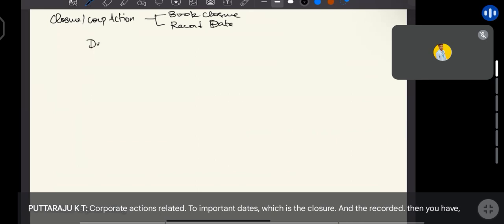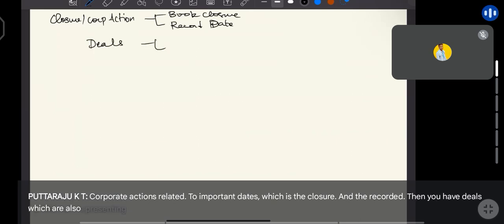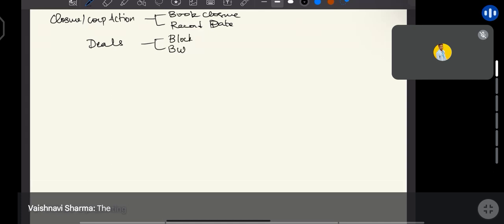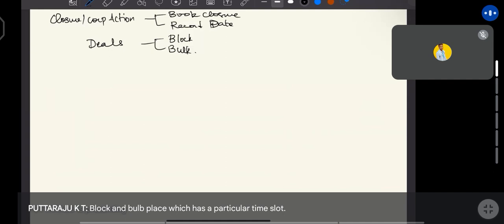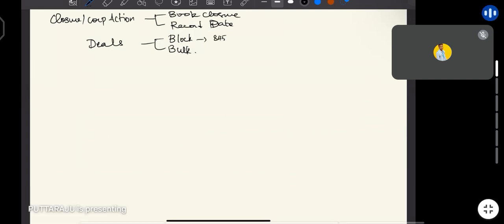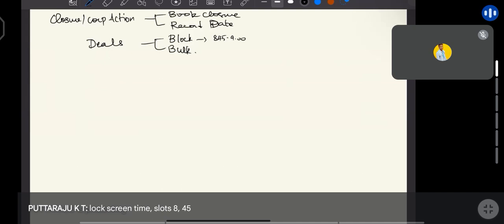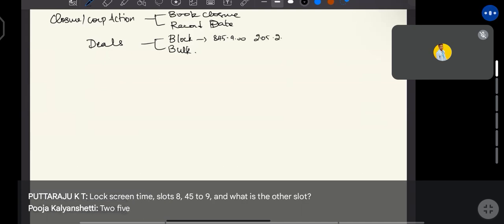Then we have deals, which are also two types. What are the two types of deals? Block and bulk. Block and bulk deals have a particular time slot. Block has two time slots, 8:45 to 9, and what is the other slot? 2:05 to 2:20.